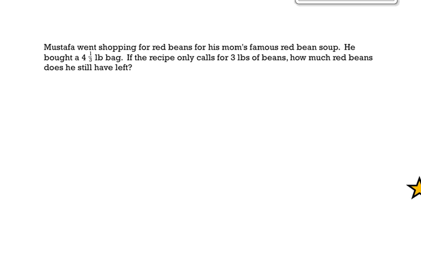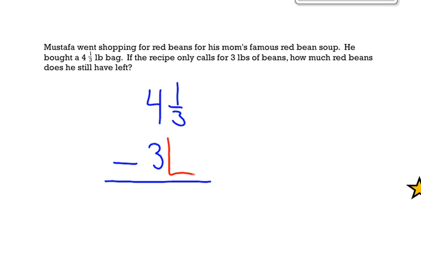It says Mustafa went shopping for red beans for his mom's famous red bean soup. He bought a 4 1/3 pound bag. The recipe only calls for 3 pounds of beans. How much red beans does he still have left? So, we start with our larger amount. Subtraction, we get 4 1/3 pound bag. And we're going to subtract 3 of those pounds to get a total answer. So here, where it's 1/3 minus, and right here there's nothing, so it's just like 1/3 minus 0. Of course, it's going to be 1/3.